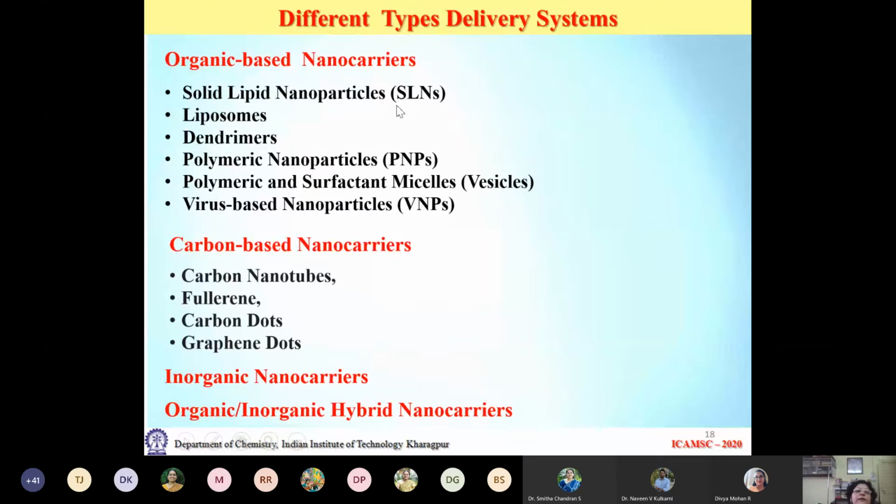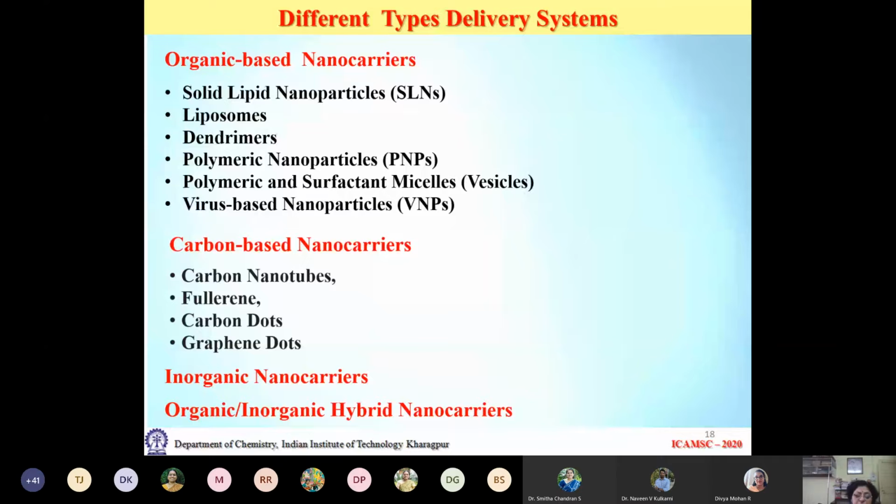So the typical organic base will include the solid lipid nanoparticles, where you have the liquid which is emulsified and made into small vesicles. And then you have the liposome. Liposome will have this lipid bilayer. Then you have the dendrimers, where you have this symmetric architecture extending in an ordered fashion. They are very good for drug delivery because they are in a very ordered arrangement of structures. Then you have polymeric nanomaterial. And then apart from that, you have the polymeric and surfactant micellar vesicle system.